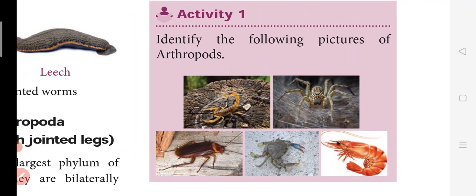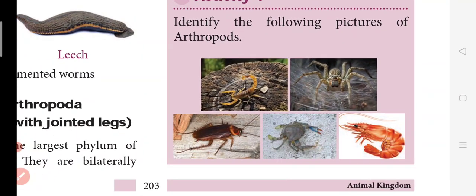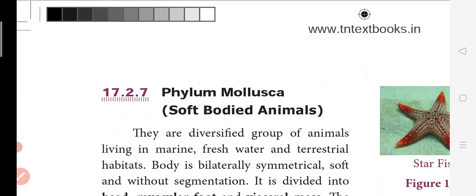Try to identify the following picture, that is first one, second one. By seeing the picture, try to identify those arthropods.